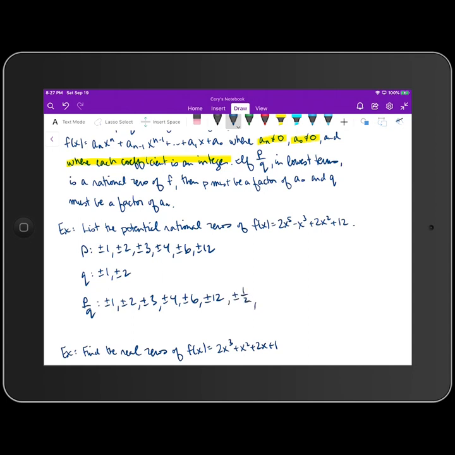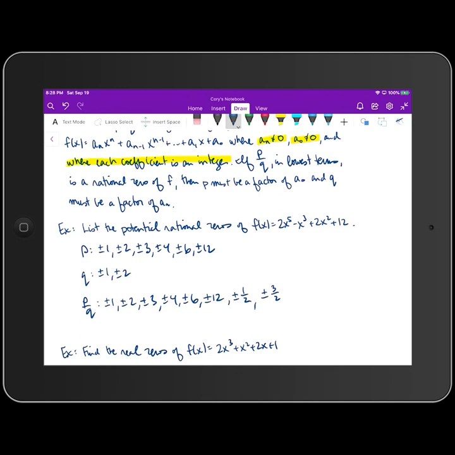2 divided by 2, we already have that listed as 1. 3 divided by 2 gives us plus or minus 3/2. 4 divided by 2, we already have that listed as 2. 6 divided by 2, we already have that listed as 3. And 12 divided by 2, we already have that listed as 6.